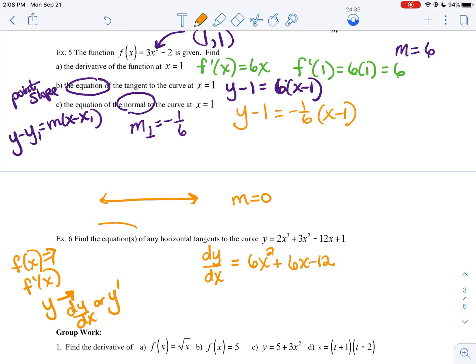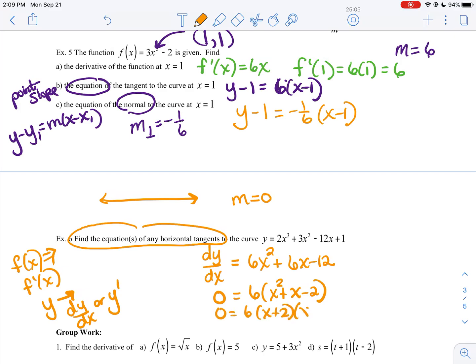Now, if I want to find the equation of the horizontal tangent lines, horizontal lines have a slope of 0, so then the derivative is 0. So I'm going to factor out the 6, and I'm going to keep factoring. So the x-coordinates would be -2 or 1.